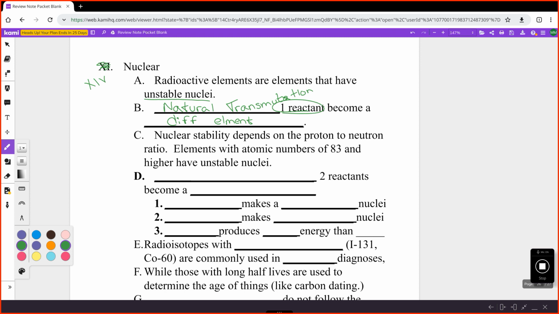Nuclear stability depends on the proton and neutron ratio. Anything that's over atomic number 83 will be naturally unstable. It's just too big.